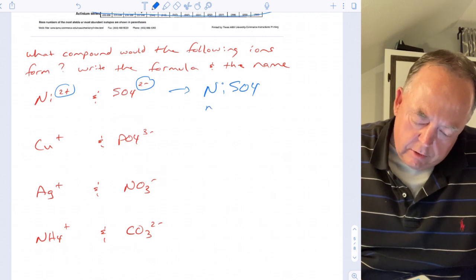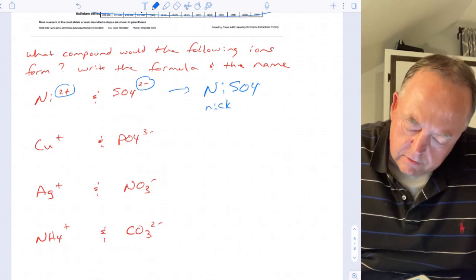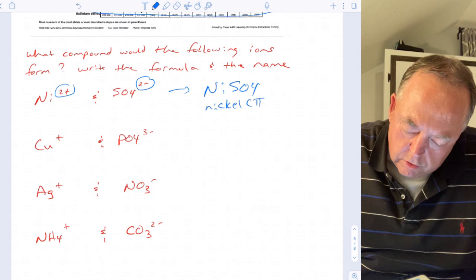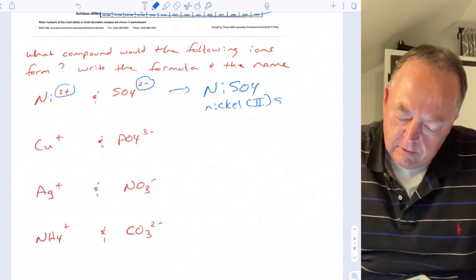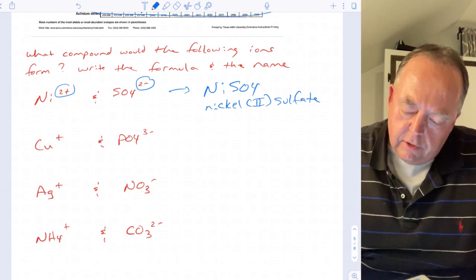And then this would be called nickel 2. Nickel's a transition metal, so you need to put the Roman numeral in there. So nickel 2 sulfate.